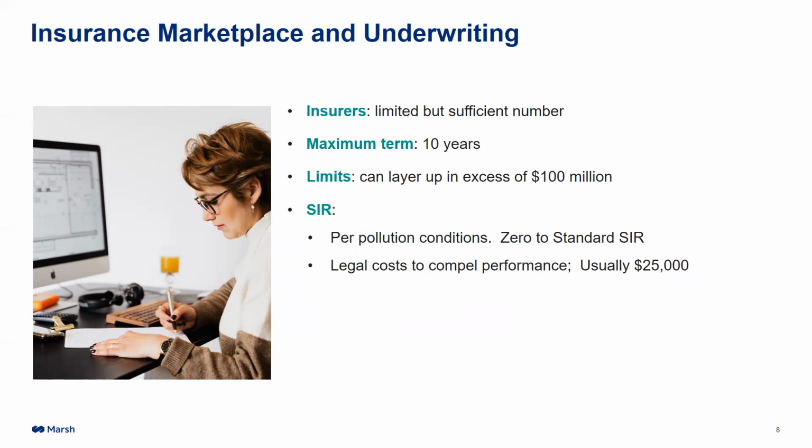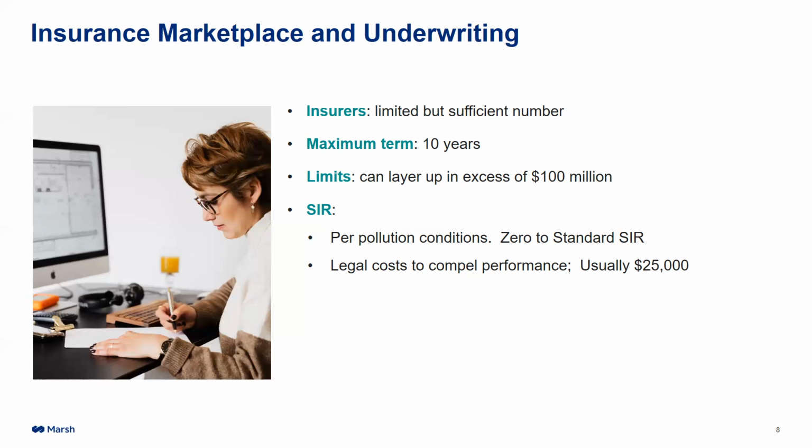The limits, we can aggregate easily up to 100 million in limits on individual deals. Most of the deals that we see, these excess of indemnities are usually like 10 to 25, but again, more than enough limit if we need to go higher. From a self-insured retention perspective, it can vary anywhere from 0 to the standard self-insured retentions that you see of 100K per pollution condition or more.